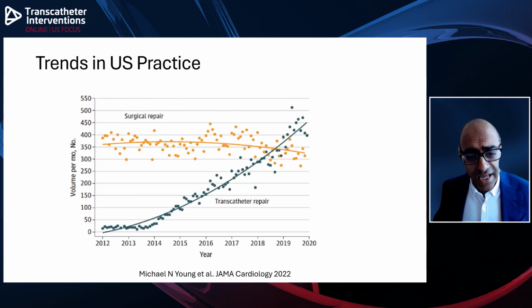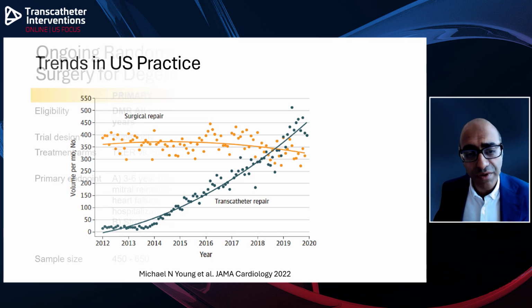In the United States, as of 2019, the mitral TEER volume has already exceeded the surgical repair volume. If you look here over an 8-year period, the surgical volumes have almost remained unchanged, if not decreased slightly, whereas the mitral TEER volumes have progressively gone up, and they continue to go up in the United States.